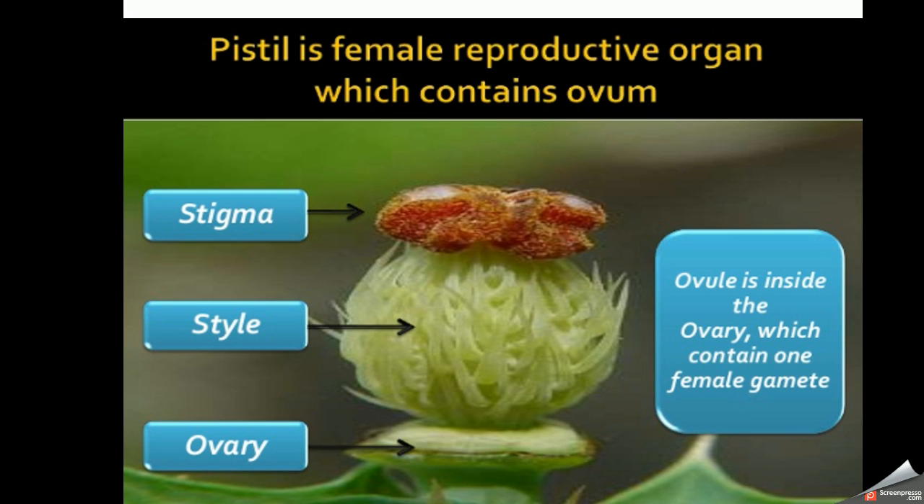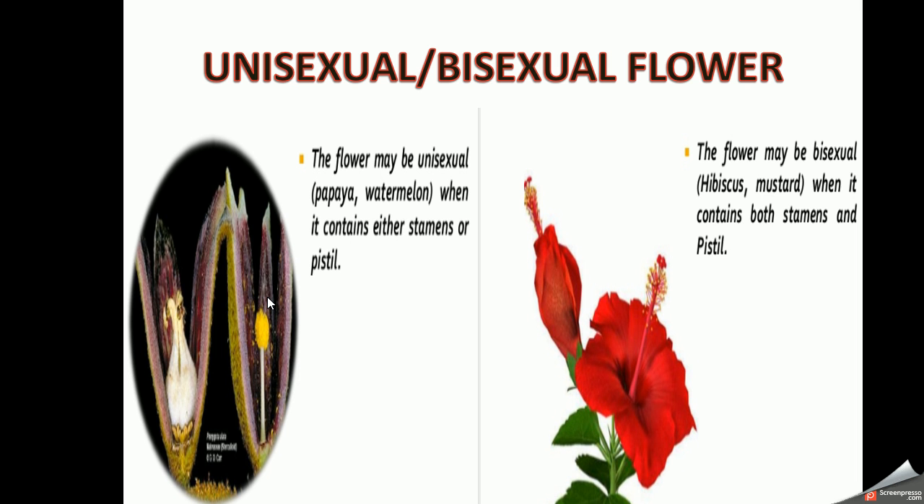Next one is pistil. It is a female reproductive organ. It contains stigma, style, ovary, right? And this ovary contains ovule in which you find a single egg, right? So this is about carpel or pistil, which is female reproductive part.